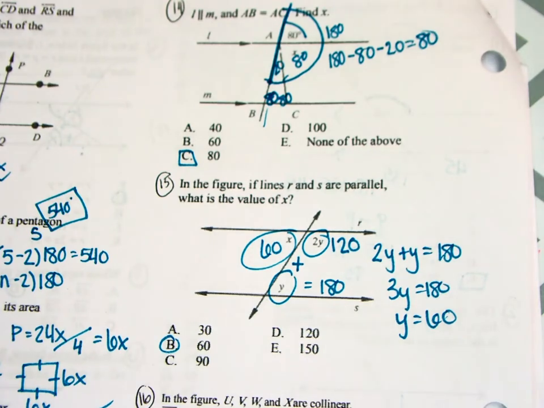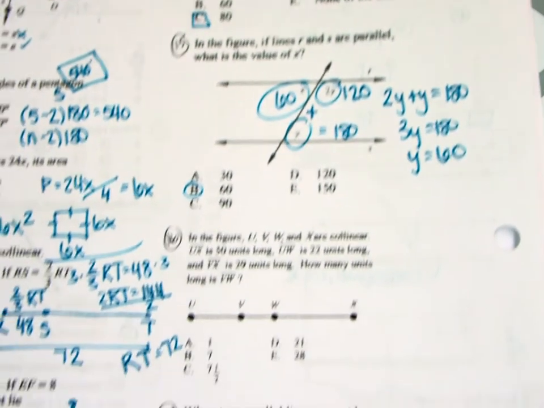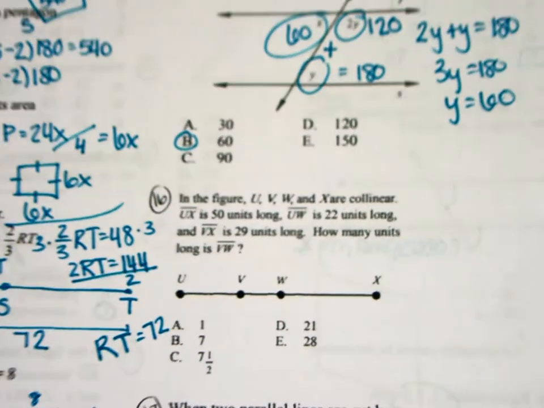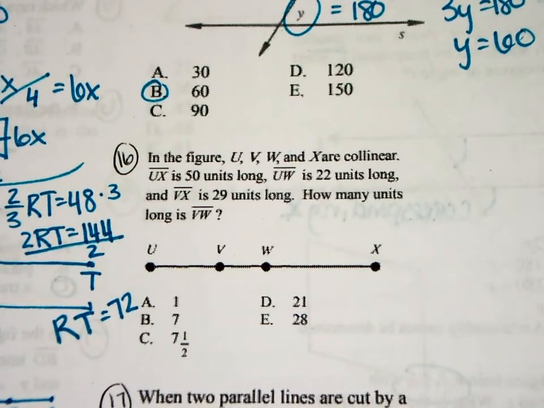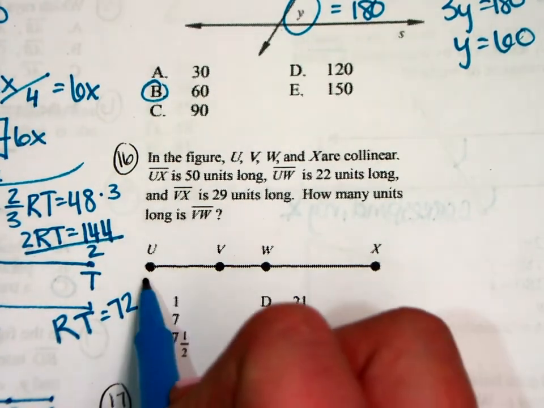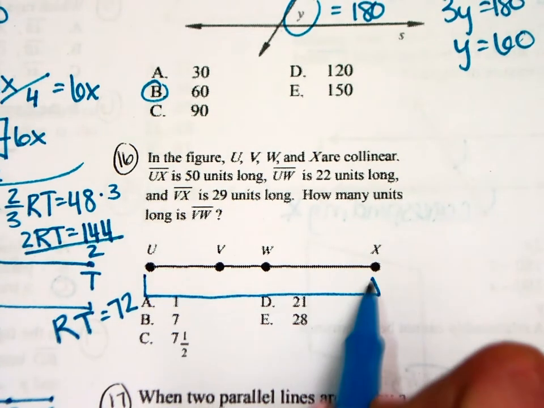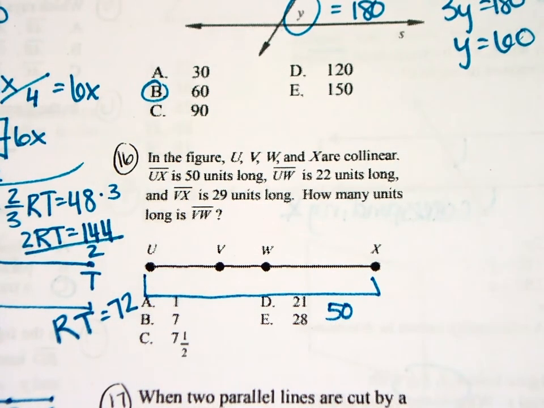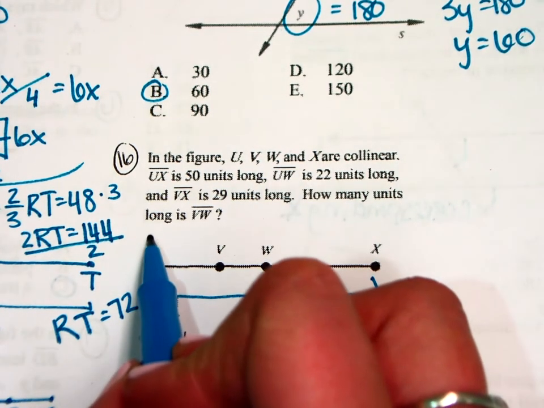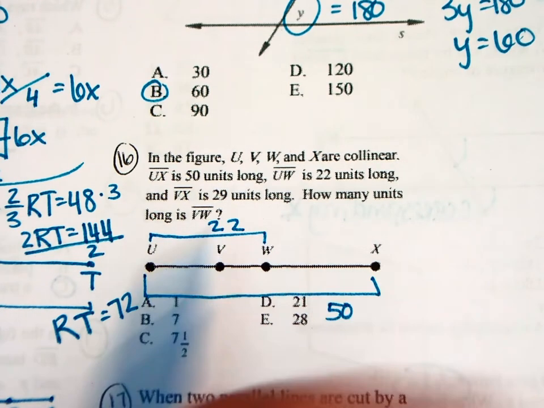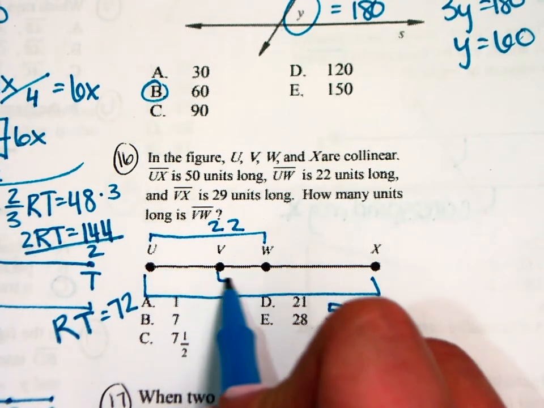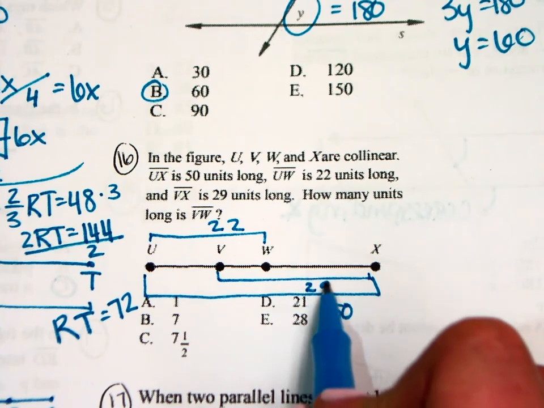All right, let's try the next one. In the figure below, we've got u, v, w, x. They're collinear. UX is 50. So I'm going to go ahead and write that down. That's important. Then it tells you that UW is 22, and VX is 29.